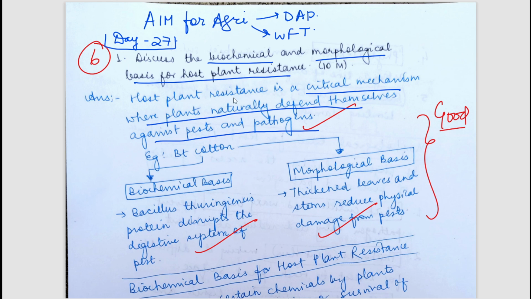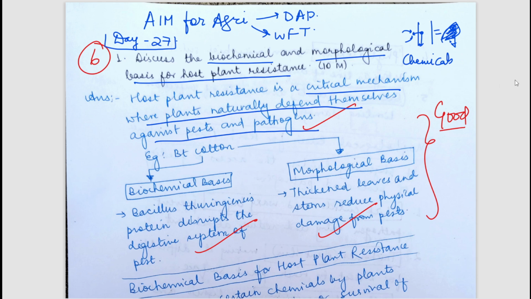So what is the biochemical basis? Biochemical basis, that is use of some chemicals. Suppose there is a plant. It can produce some kind of chemicals which can avoid the pest attacking it. Secondly, it can develop some kind of morphology also. Suppose a pest is attacking its leaves, so it will thicken the coat of the leaves. It will apply some kind of foam or some kind of waxy surface on the leaves. All these things will reduce the chances of pest attack. The pest will not be able to attack it properly.